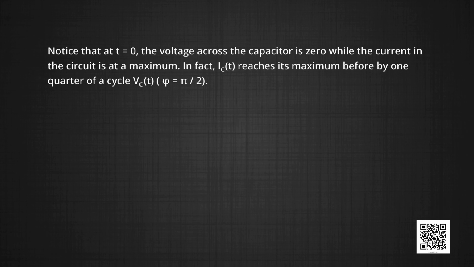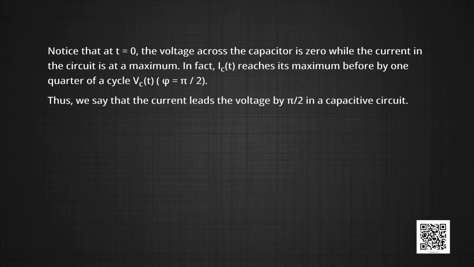In fact, Ic reaches its maximum before Vt by 1/4 of the cycle, as phi is equal to pi by 2. Thus, we say that the current leads the voltage by pi by 2 in a circuit when a capacitor is used.